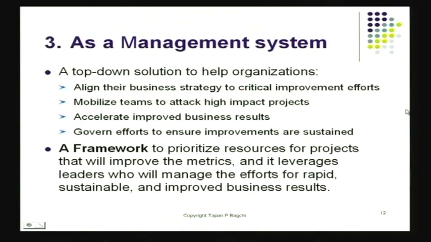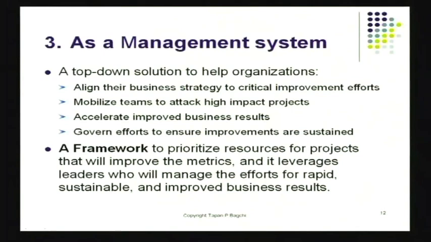Six Sigma is also a management system. Now, what exactly is a management system? It's a top-down solution. It is driven by top management. And it begins with aligning the business strategy to critical improvement efforts. That's something that has to be done. So, moving towards Six Sigma really is a strategic move. That's something we've got to remember. It has a long-term impact on the company's projects and processes and everything else.